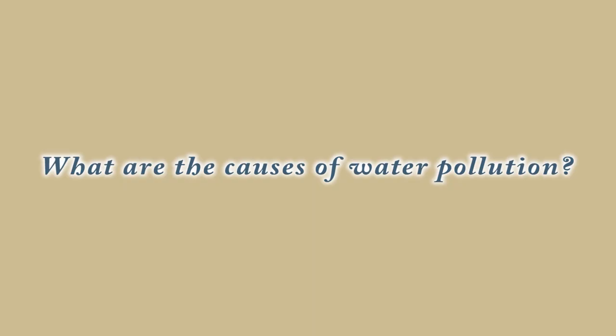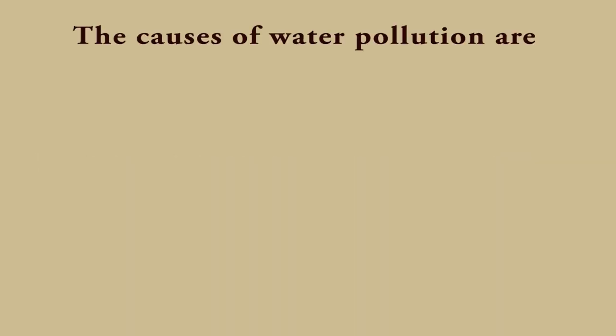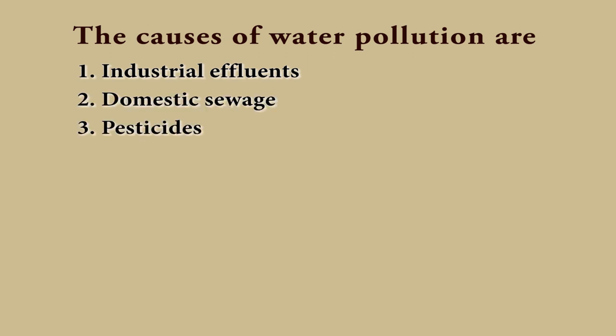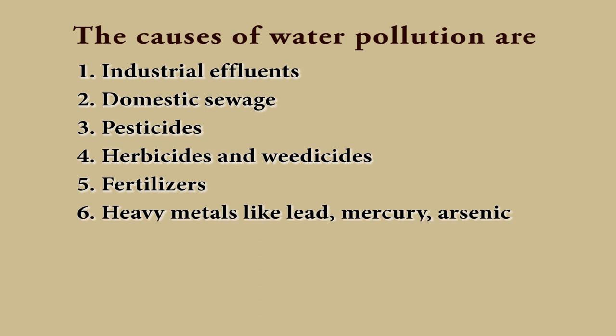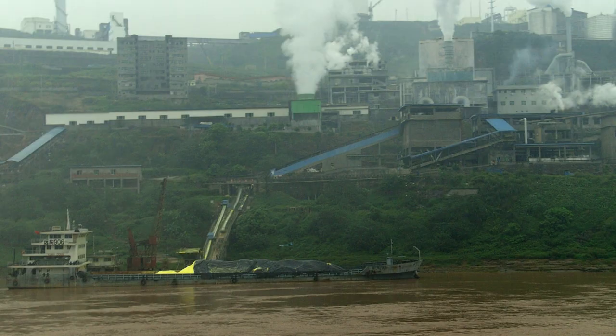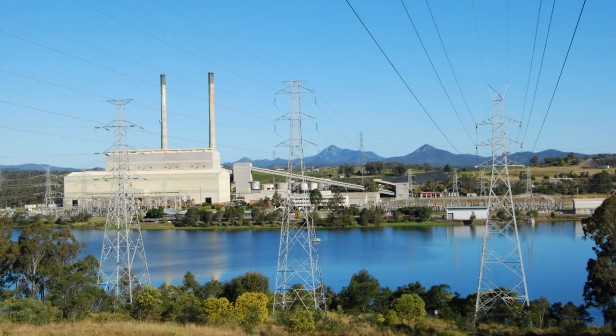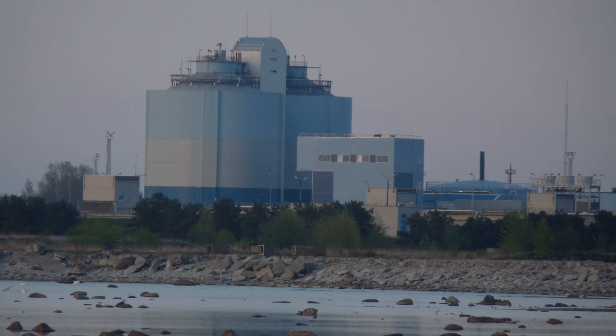So, what are the causes of water pollution? The causes of water pollution are industrial effluents, domestic sewage, pesticides, herbicides and weedicides, fertilizers, heavy metals like lead, mercury, arsenic, radioactive elements, oils, silt. Also, presence of harmful bacteria, virus, and plankton makes water polluted. Hot water can also be a pollutant. This is usually water from power plants and industries. It is released into rivers. It raises the temperature of the water body, adversely affecting the animals and plants in it.